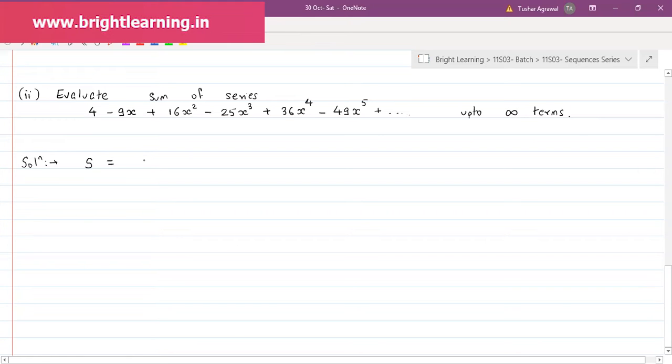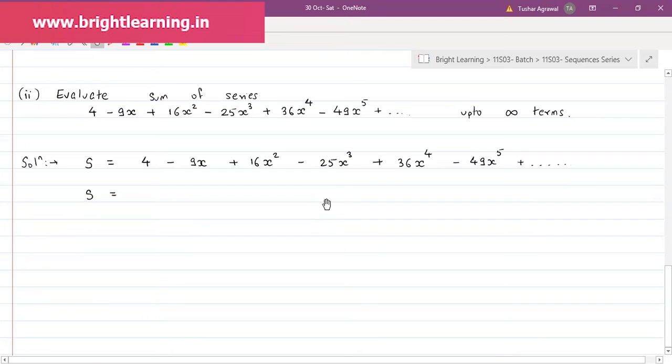S is equal to 4 minus 9x plus 16x square minus 25x cube plus 36x to the power 4 minus 9x to the power... So numerically, we can see that 4 and 9 differ by 5, 9 and 16 differ by 7, 16 and 25 differ by 9: 5, 7, 9, 11, 13 and so on.